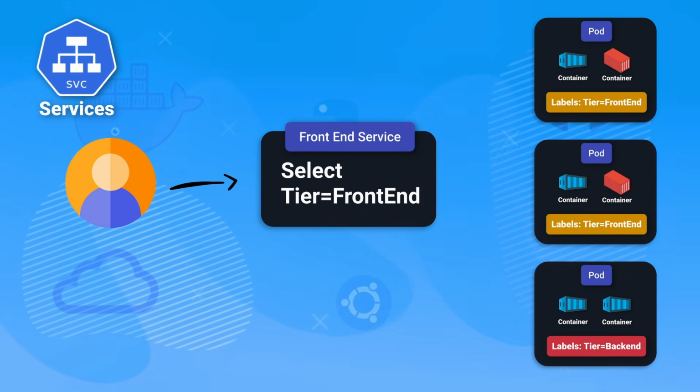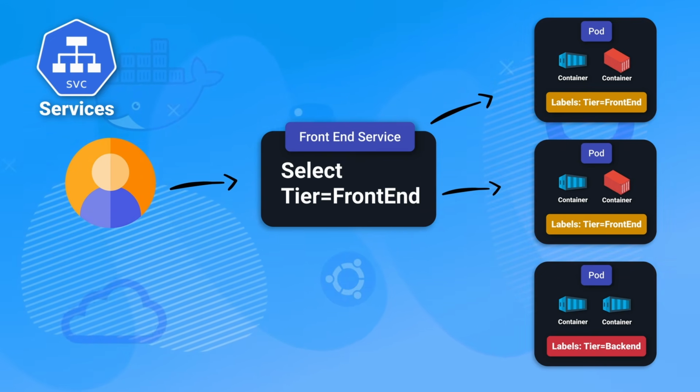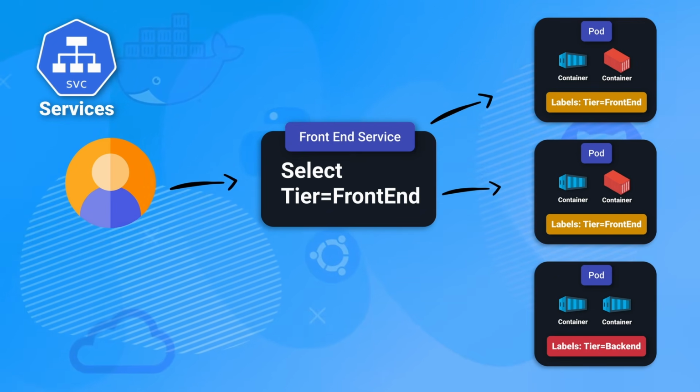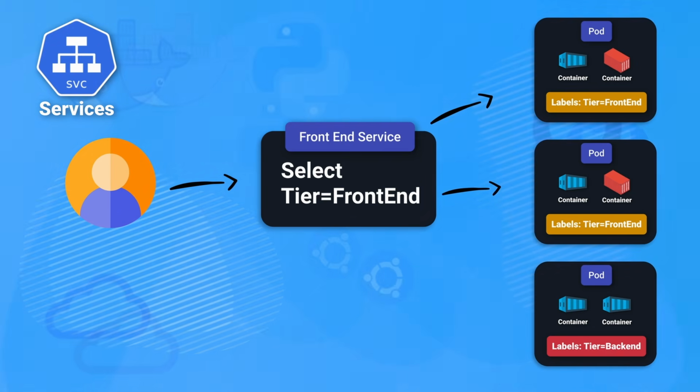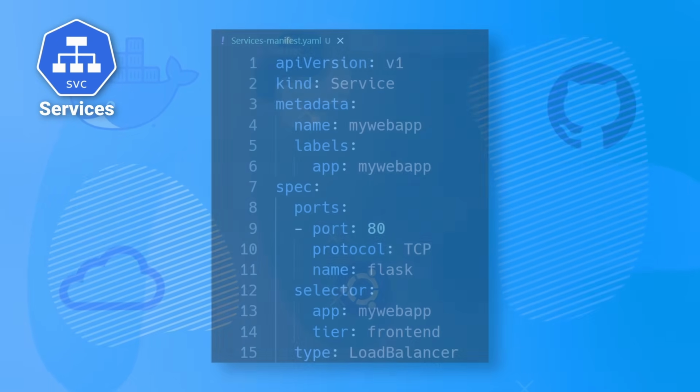The service selects pods based on the criteria specified by its selector. In this example, selecting pods that have the label of the tier of frontend. Notice how the traffic only gets routed to pods with the same label. The pod with the label tier backend does not receive traffic. Now let's have a look at a manifest for a service that we'll be creating later on in this video.